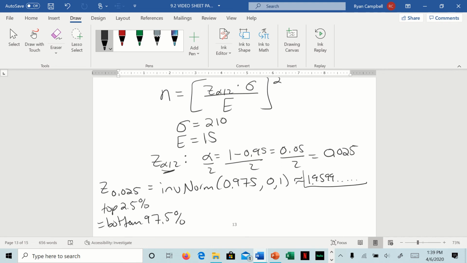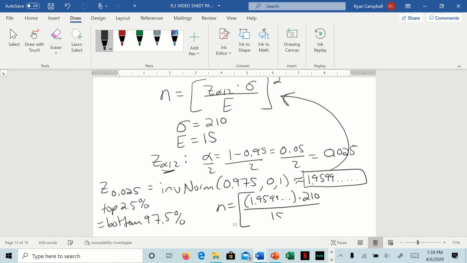Remember, you need to take this whole number, plug it back into our equation. So n equals that whole number, 1.599 and so on, times 210, divided by 15, squared. And you should end up with about 752.9 and so on, right? Since we always round up to the nearest person, it's going to be 753. So we need to talk to 753 internet users, at least.